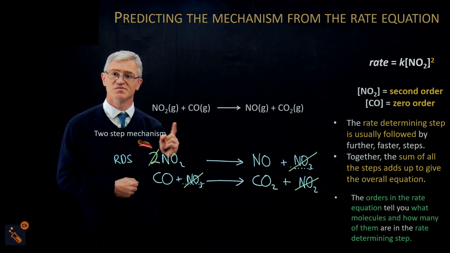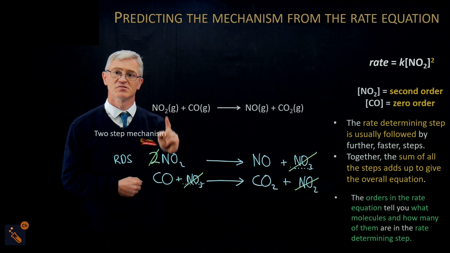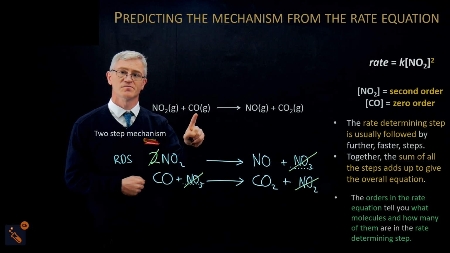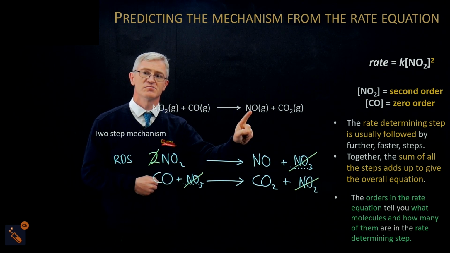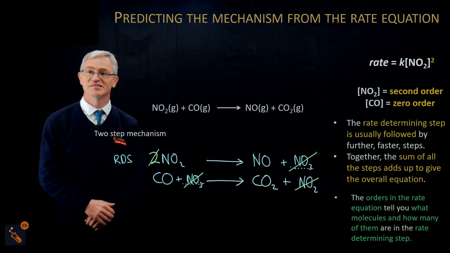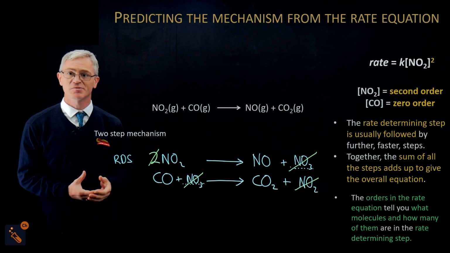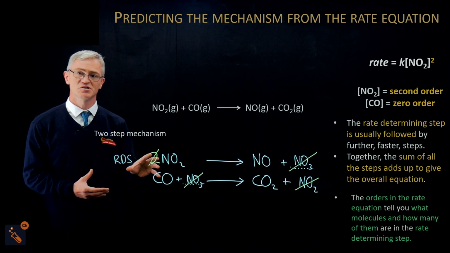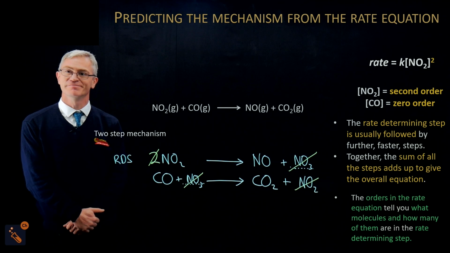That means basically what you've got is NO2 plus CO goes to NO plus CO2. And that is how you do a rate determining step question when you've got a simple two-step mechanism.